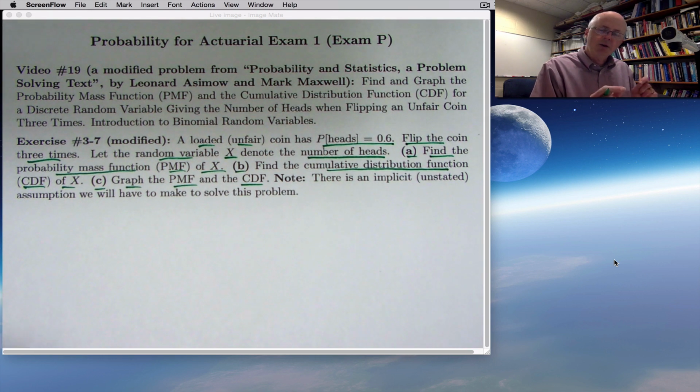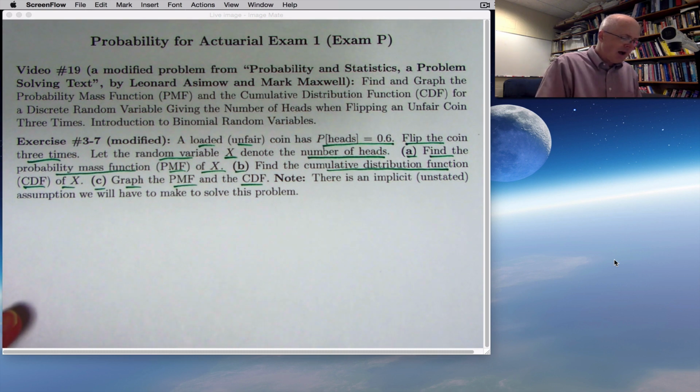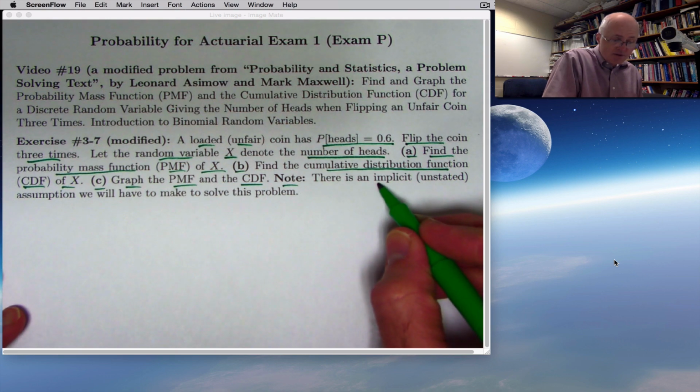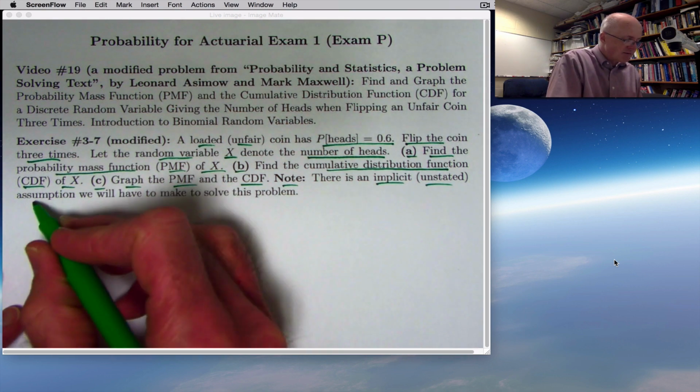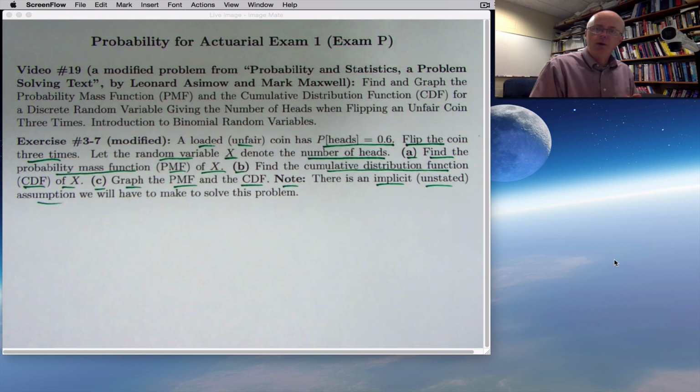I will say that in graphing them, I want to take a different perspective than I've done so far. We focused on these being discrete and therefore thinking about the graph only at whole number values of x. However, for the general theory, it's actually best to think about x as being any real number, though we'll have to be careful when we make the graph that way. I also should note there's an implicit, in other words unstated, assumption that we have to make to solve this problem. You might want to pause the video and think about what that assumption would be.